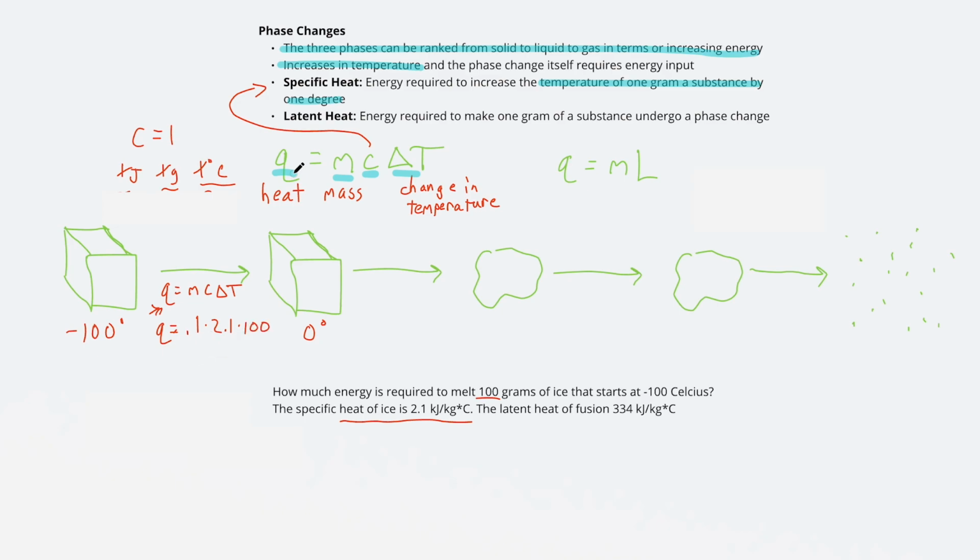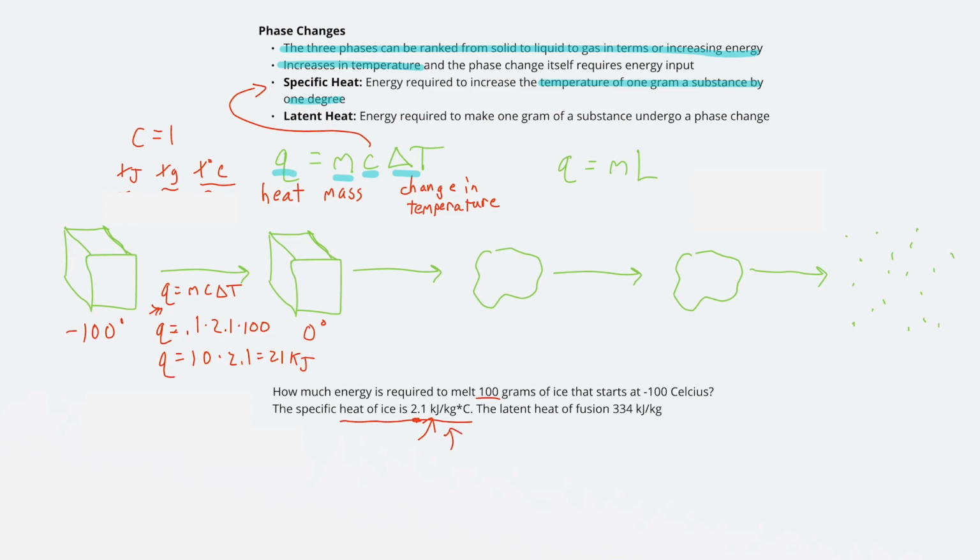To do this mentally, I think the easiest thing to do is 0.1 times 100 first. So that becomes 10 times 2.1 equals 21. And because the specific heat was kilojoules per kilogram, and we did switch our grams to kilograms, that 21 is kilojoules. So it took 21 kilojoules to get from negative 100 to 0 degrees Celsius for a 100-gram block of ice.